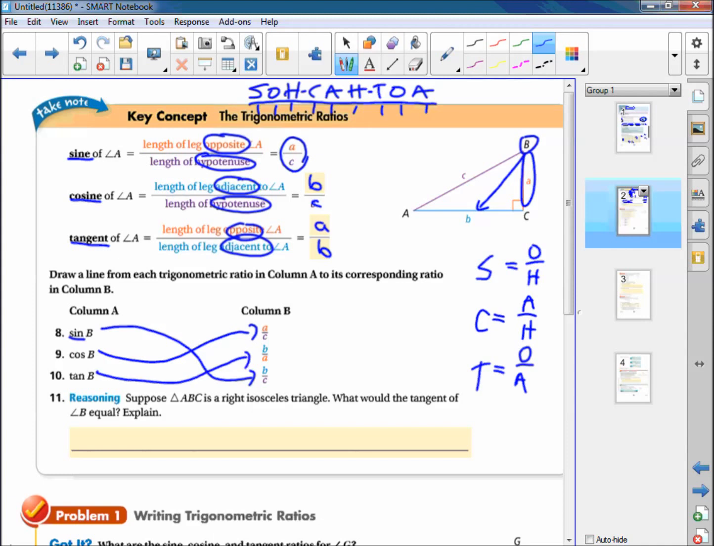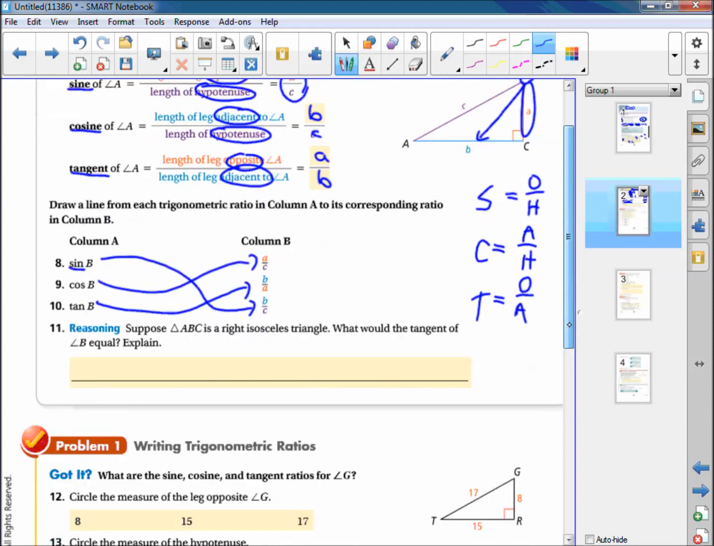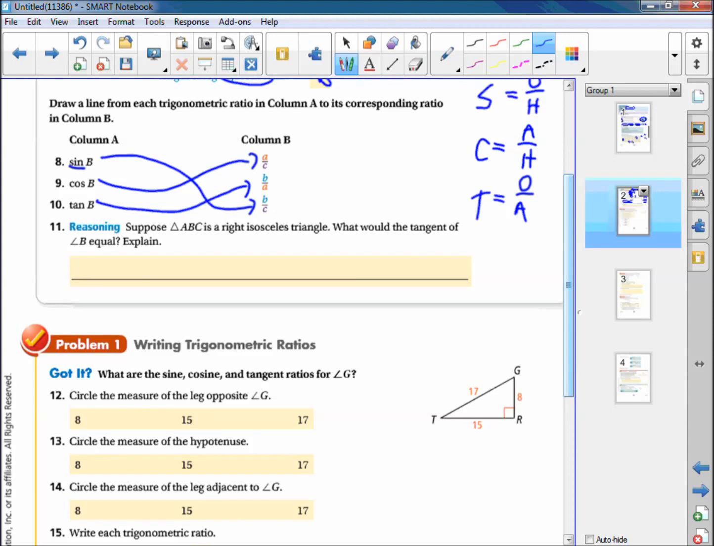Okay? All right. Reasoning. Suppose triangle ABC is a right isosceles triangle. What would the tangent of angle B be? All right, so let's think about this. A right isosceles triangle. So isosceles triangle means two sides are the same. So this side and this side are the same, and then we'd have the hypotenuse. Now we know something about this kind of triangle because this is a 45, 45, 90 triangle. And we know that the legs are equal.